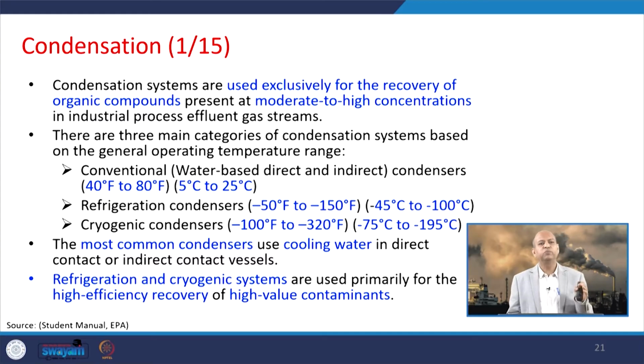The most common condensers use cooling water in direct contact or indirect contact vessels, and the refrigeration and cryogenic systems are used primarily for the high efficiency recovery of high value contaminants. As I said, when they are valuable, then we have to recover them rather than releasing them into the atmosphere, because it will be economical to recover them.